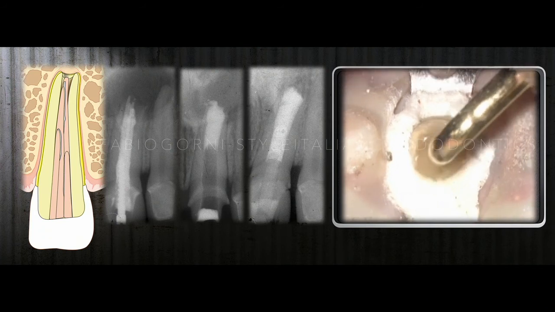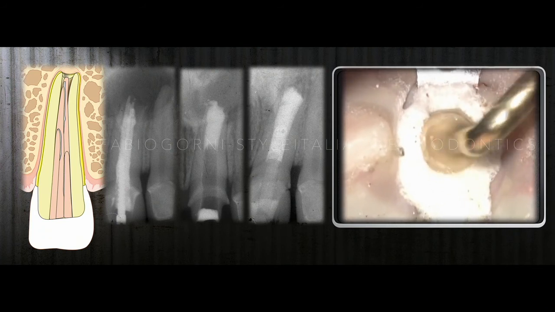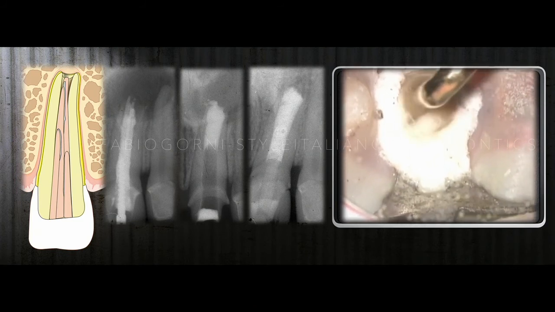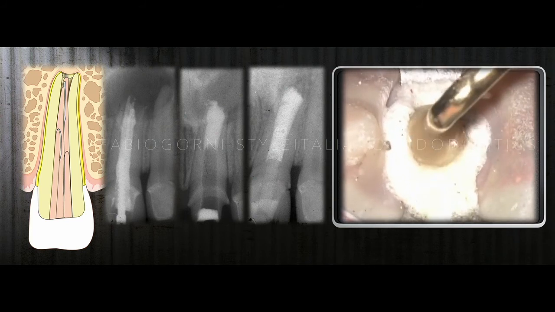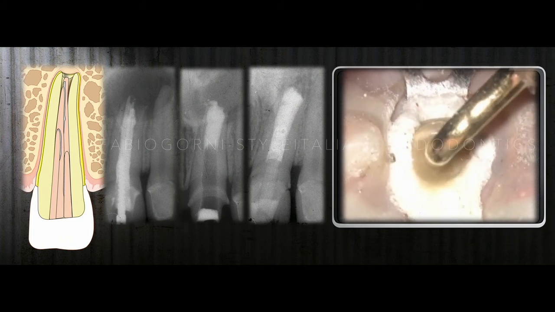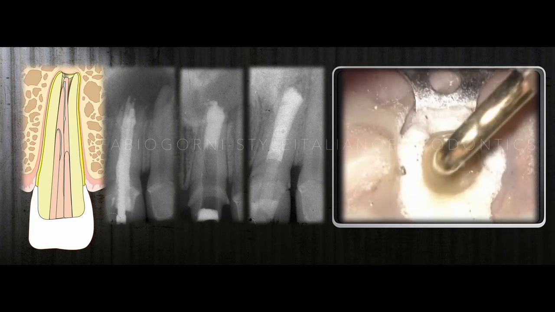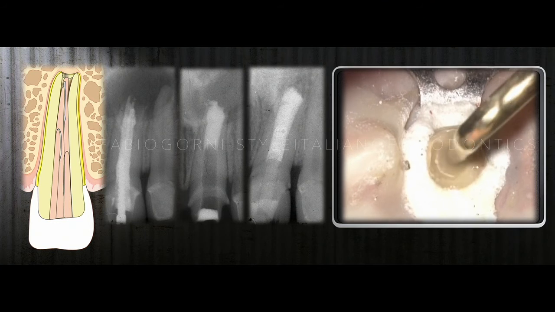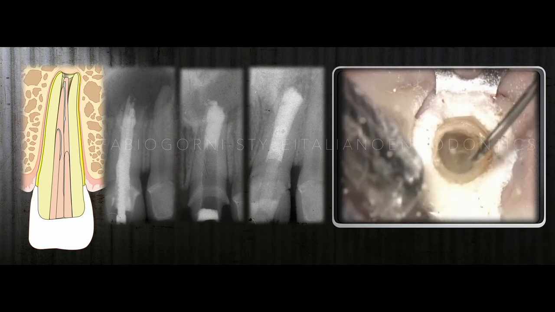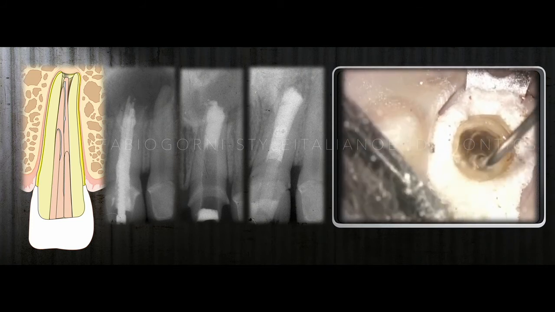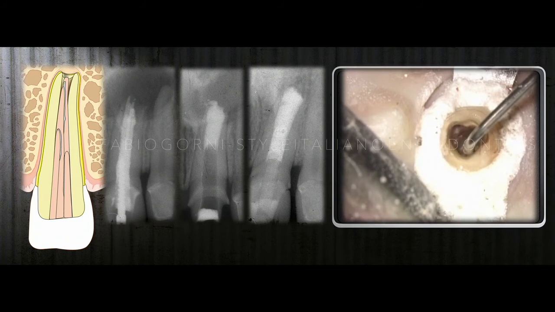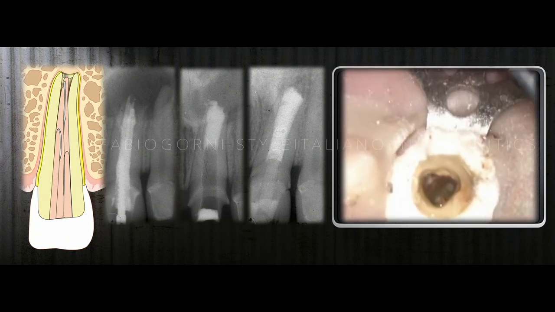Of course, we have to be sure not to push irrigants outside of the roots. In this case, we must stay shorter of the apex, because the apex is very, very large. But we have to use the combination and improve the cleaning with the activation of the irrigants. A gentle irrigation with the needles, and then we can check inside the canal if the canal is completely empty.